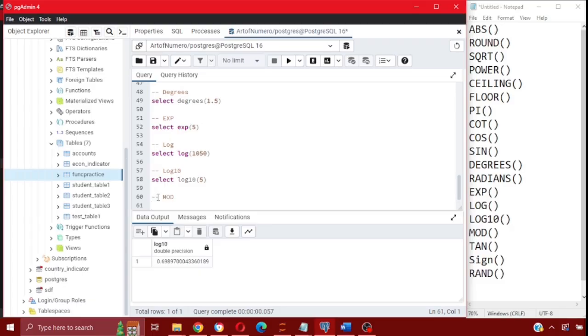So the MOD is the modulo operation, which we can use to return the remainder of x divided by y. It returns null if x or y is null, but it works on values that have a fractional part, and also returns the exact remainder after division.